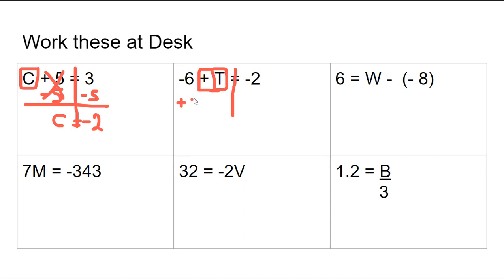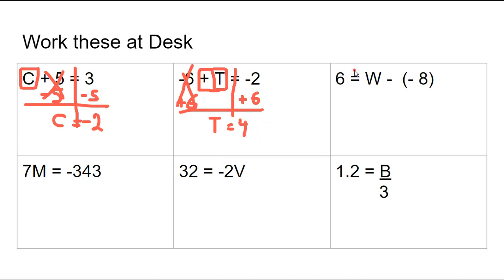Now, I talked about earlier how I don't care if it's positive or negative, I just care about doing the opposite. When we're adding or subtracting, I do care if it's a negative or a positive, because what I'm trying to do is figure out what I have to do to negative 6 in order to turn it into 0. And it would be to add a positive 6. So I'm going to add 6 on this side as well. This is going to cancel out. I'm left with T all by itself. And negative 2 plus 6 equals 4.